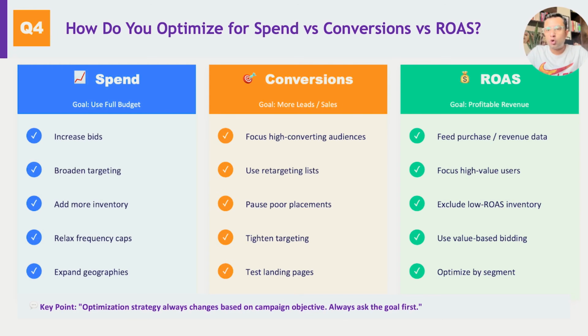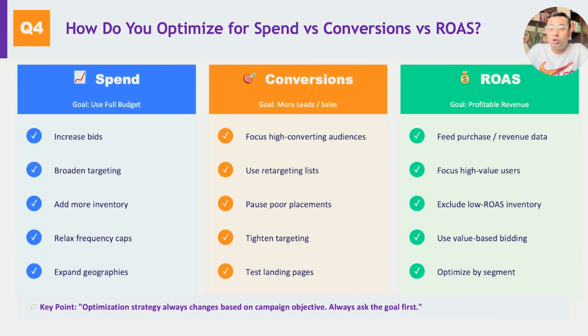Now let's say your goal is ROAS or return on ad spend. Now you want profitable revenue. What would you do in this particular situation? I will feed purchase or revenue data. My existing revenue data, I will use those particular floodlights. I will focus on high value users. People who have already purchased, who are high value customers, I will focus more on them because now I am in need of more profitable revenue.